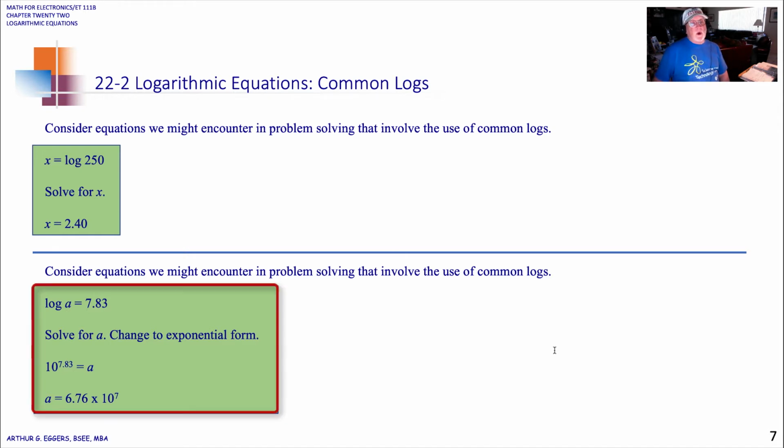In another example, consider equations we might encounter in problem solving that involve the use of common logs. Given the log of a equal to 7.83, in this case, again, if we take the inverse log or turn it into an exponential on both sides of the expression, the inverse log of a log just leaves a. The inverse log of 7.83 is just raising 10 to 7.83. Put that value in your calculator. Typically, it's a keystroke of entering a value of 10 to the x. On my Hewlett-Packard, I would just enter the value 7.83, 10 to the x, and what I get back is 6.76 times 10 to the 7th. And you're done with the problem. That's it.